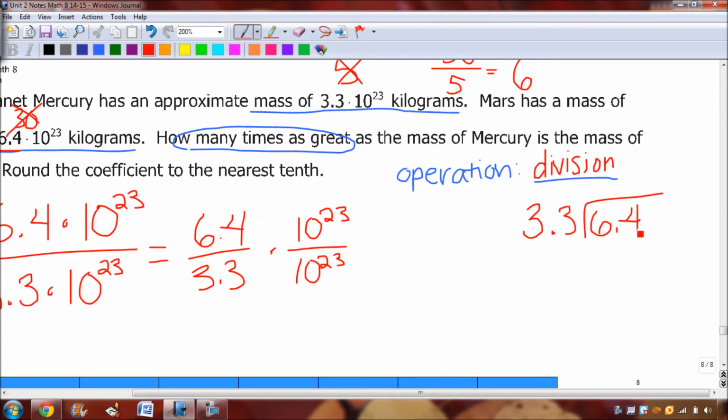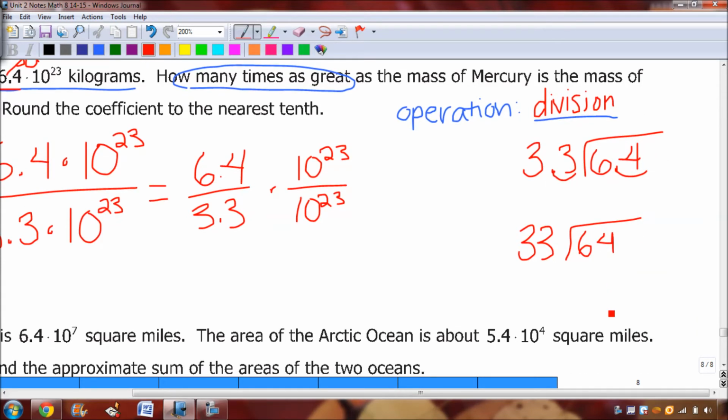Now, I can't do my division this way because 3.3 is a decimal. So I'm going to move the decimal place over here, but I have to move it over here as well to balance it out. So this becomes 33 into 64. Now, how many times does 33 go into 64? Well, 33 times 1 is 33. 33 times 2 is 66. That's too big, so it only goes in one time.